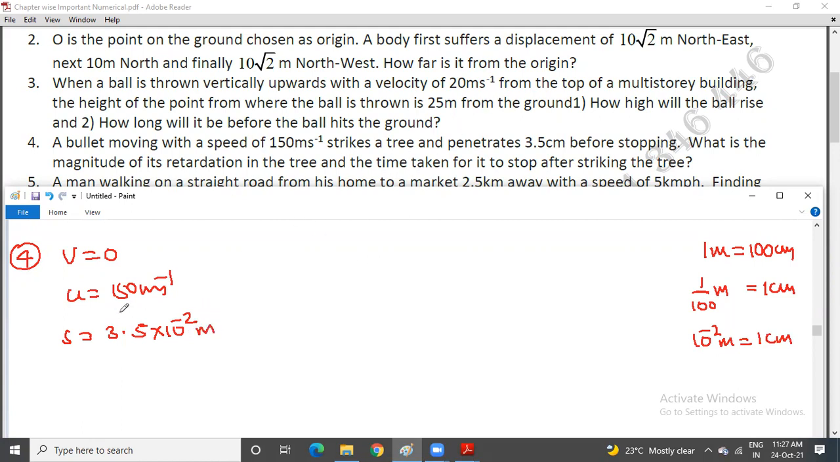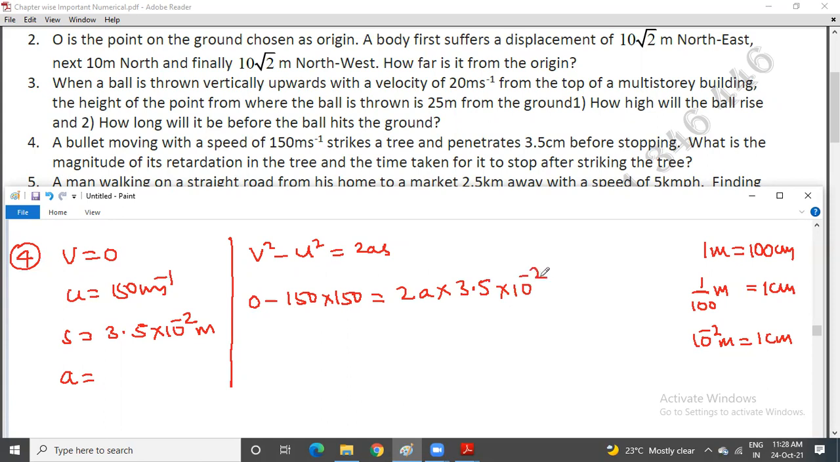Now what they are asking us to find out is retardation, so you'll get the answer with negative. Make use of v square minus u square is equal to 2as. So 0 minus 150 into 150 is equal to 2 into distance, mentioned as 3.5 into 10 to the power of minus 2, into a. So therefore, a is equal to minus 150 into 150 divided by 2 into 3.5, that is 7, into 10 to the power of minus 2.